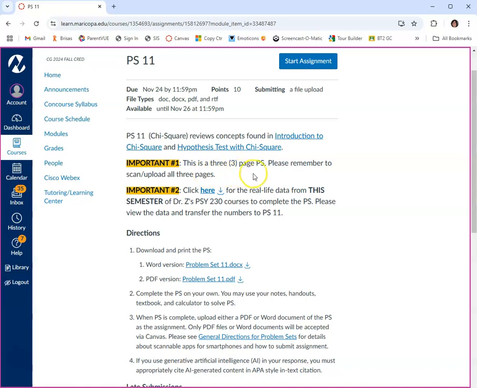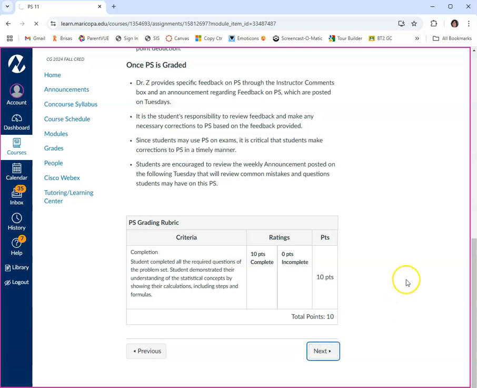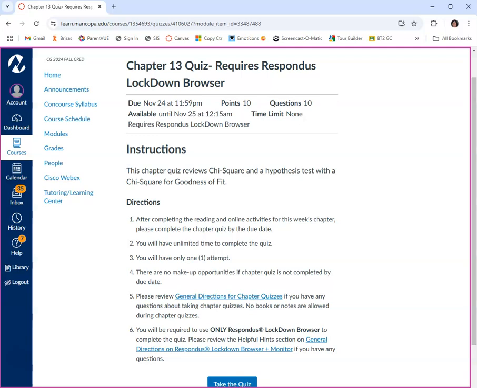This is a 3-page problem set, and you must use the real-life data from the Google survey, which is specific to this semester, and transfer the numbers to problem set 11. You'll not be able to complete this problem set without the Google survey data available here. And the last assignment this week is our chapter quiz. Please make sure to complete the reading and online activities for this week's chapter before taking the quiz.